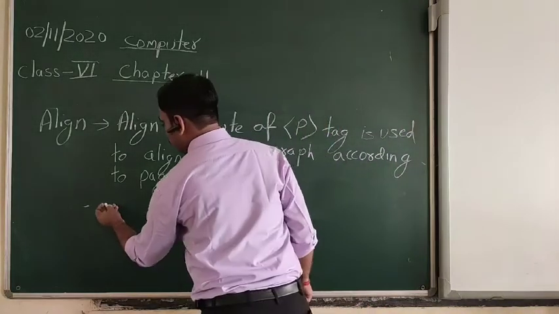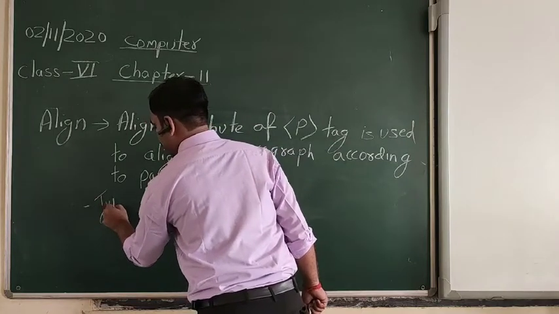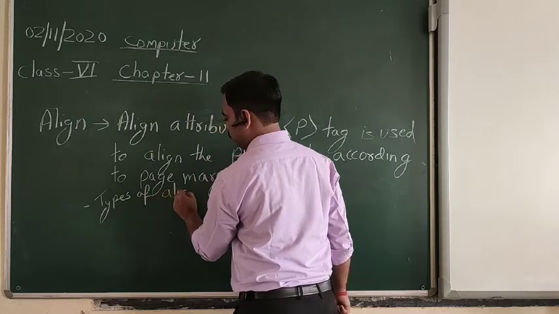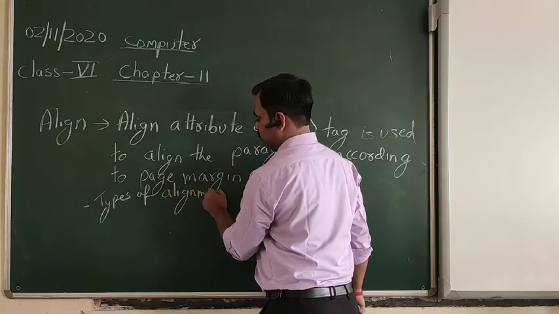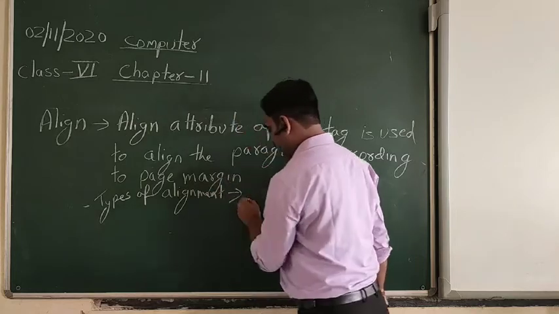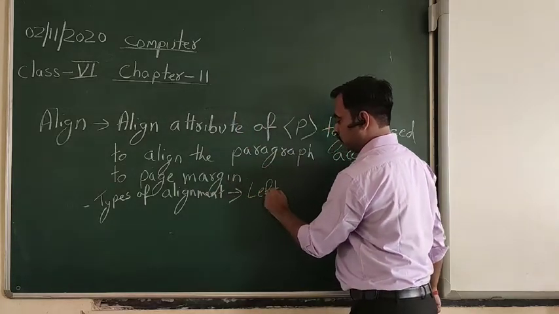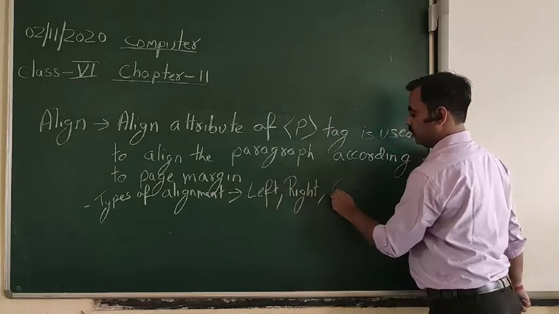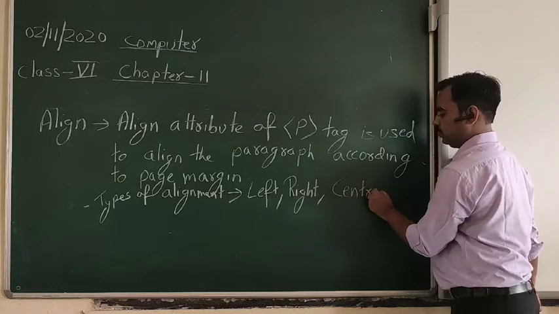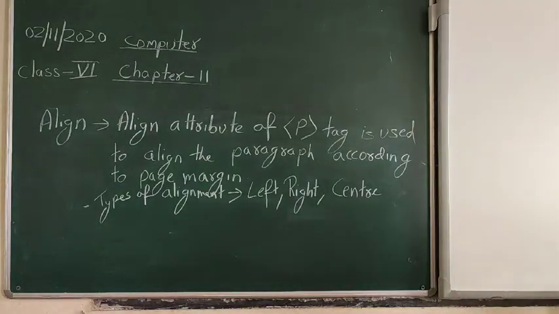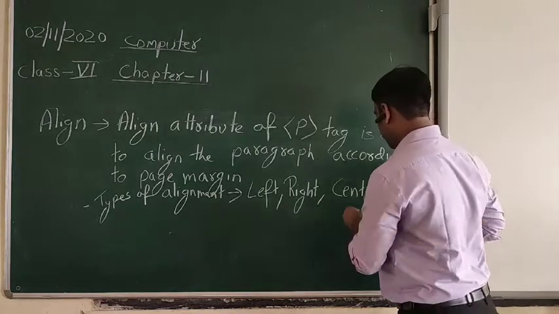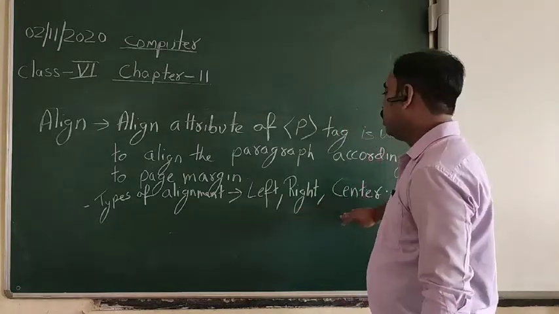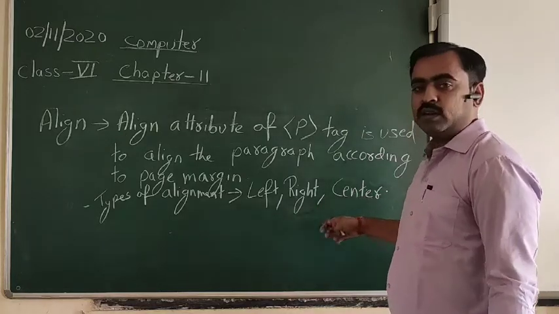Okay, now the different types of alignment options are left alignment, right alignment, and center alignment. Here these are the three options of alignment: left alignment, right alignment, and center alignment.